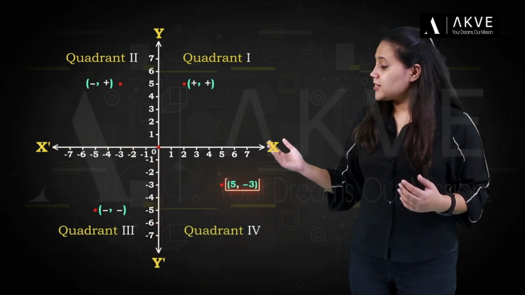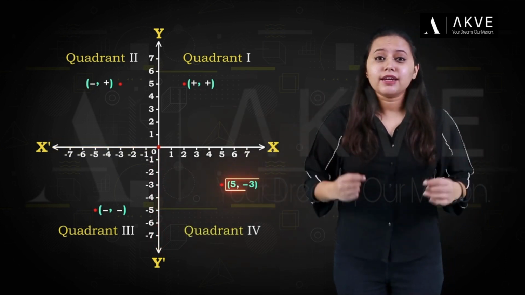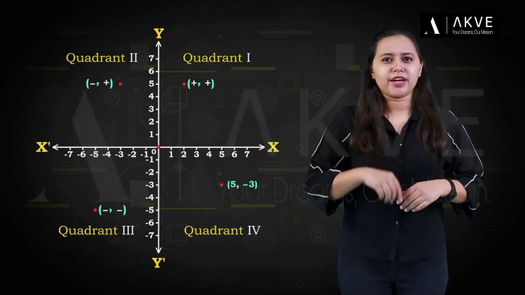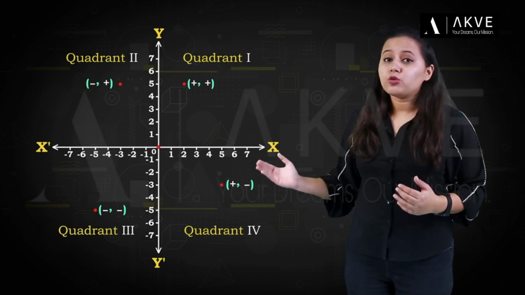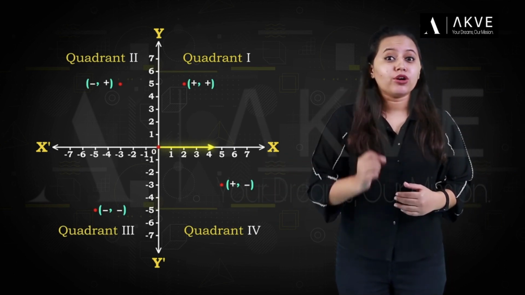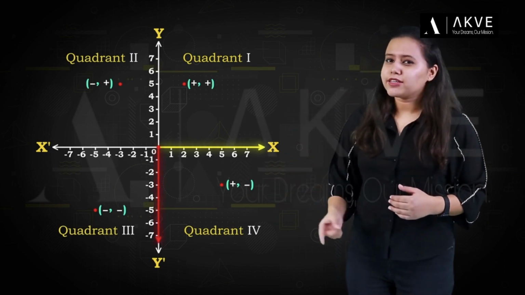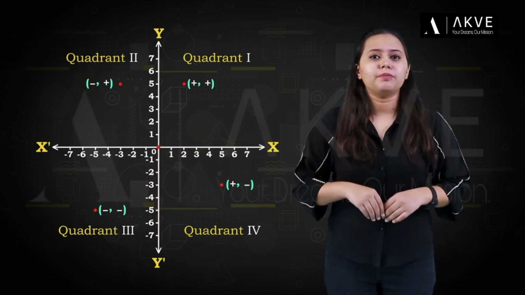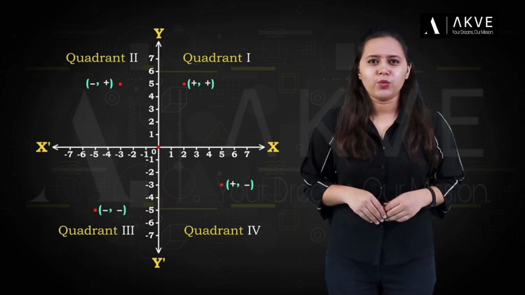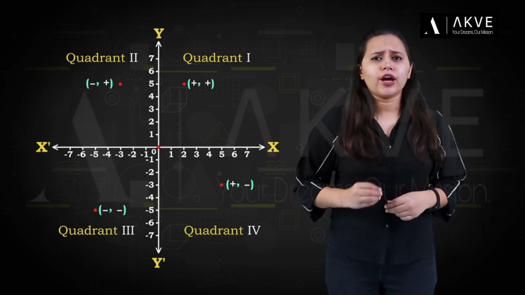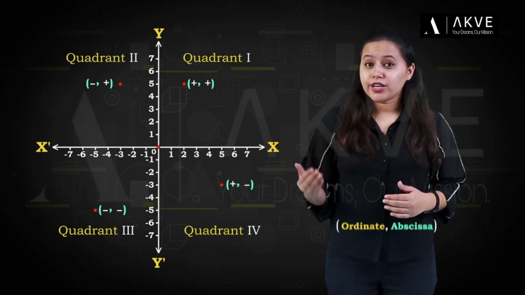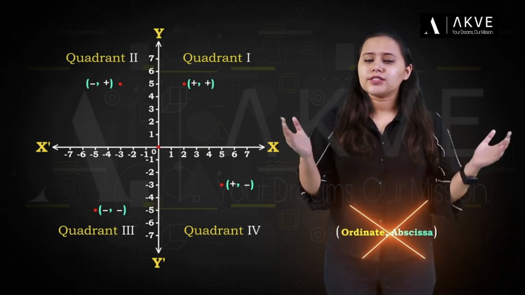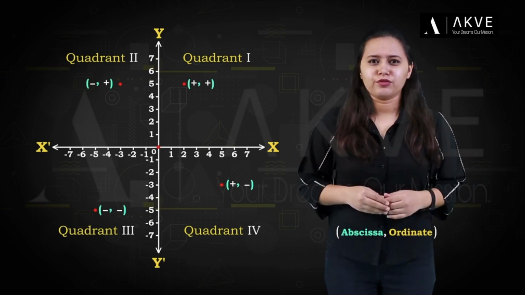Lastly, if a point is in the fourth quadrant, then the x-coordinate will be positive and the y-coordinate will be negative because the fourth quadrant is enclosed by the positive x-axis and the negative y-axis. Note that the Cartesian system we are studying is accepted all over the world. The system could also have been, for example, the ordinate first and the abscissa second. However, the whole world sticks to the system to avoid any confusion.